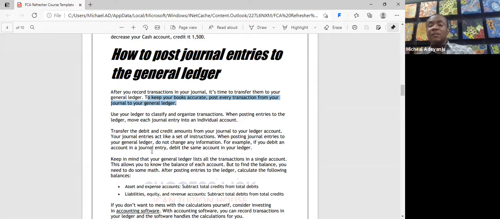The same thing, vice versa, opposite direction, is for liability, equity, and revenue accounts. Subtract your total debits from your total credits. Easy peasy.